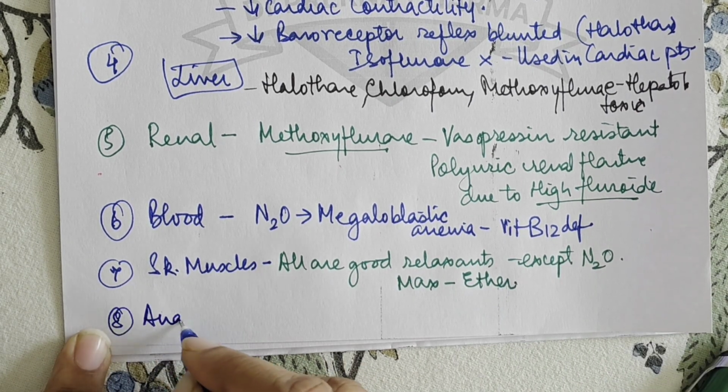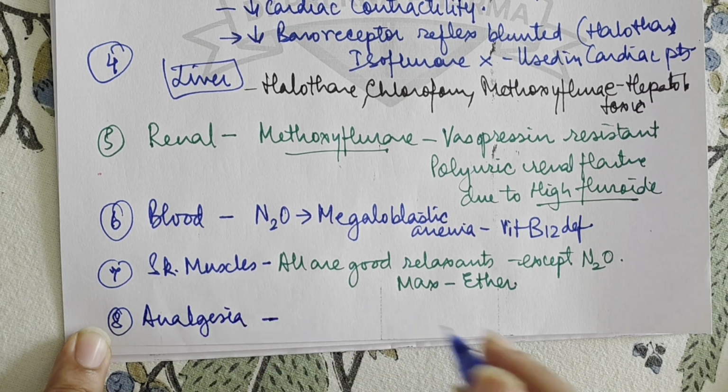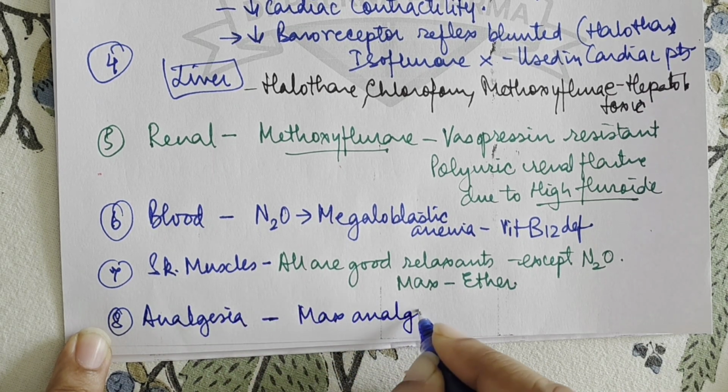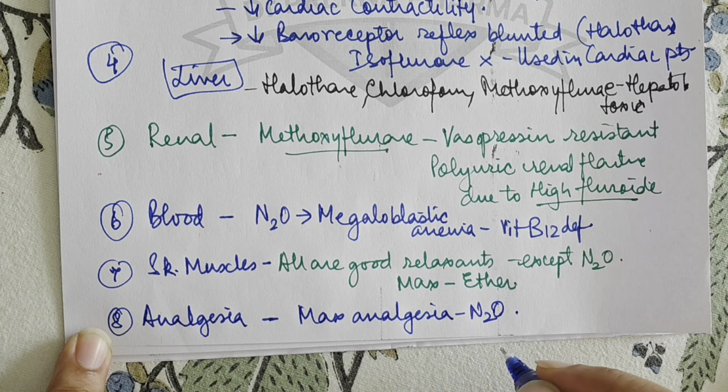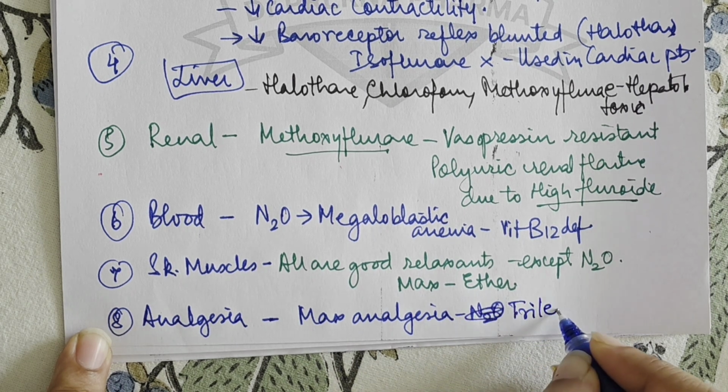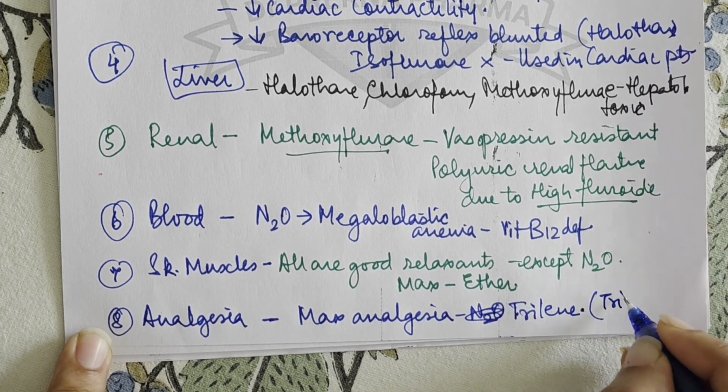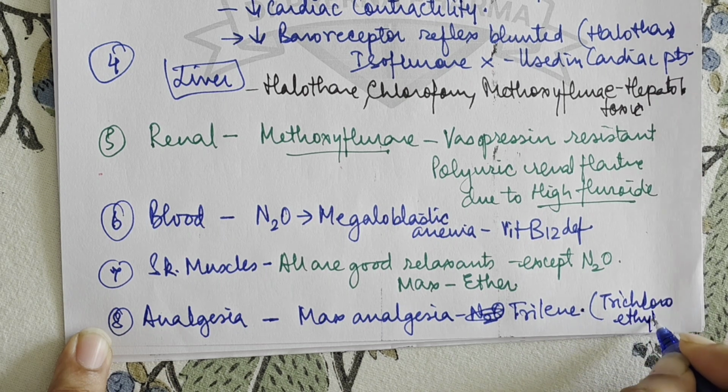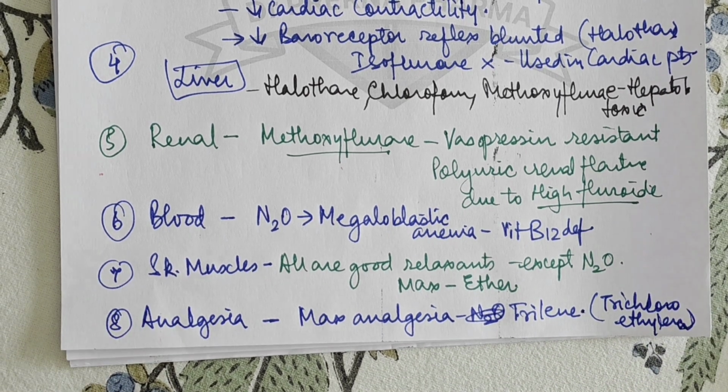Then the next effect, analgesia. Now maximum analgesia is obtained from N2O. Sorry, maximum analgesia is obtained by a gas called trilene, which is actually trichloroethylene, right? Otherwise these drugs are not very good analgesics.